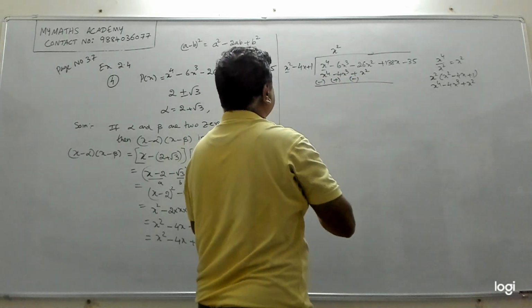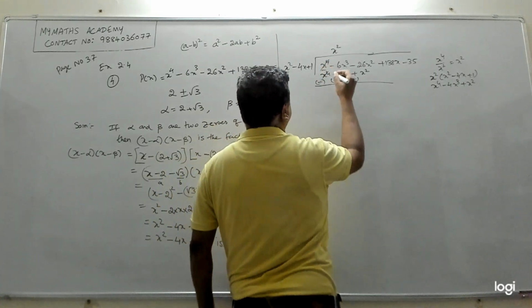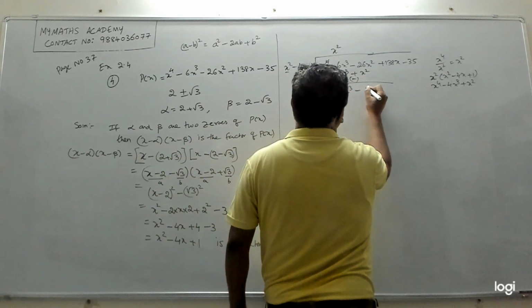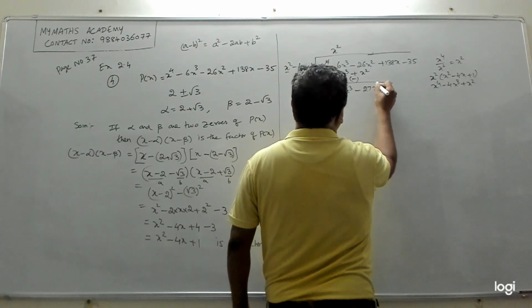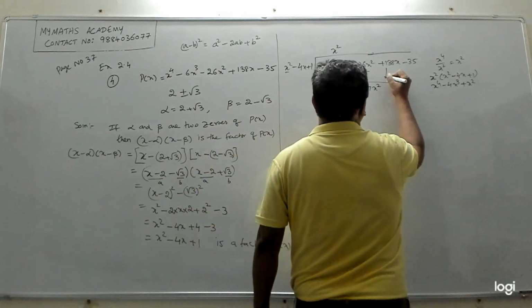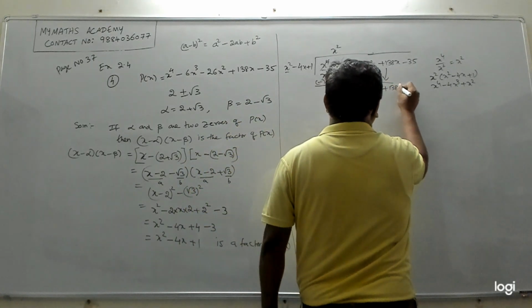Right? So x power 4 will get cancelled. This will become minus 2x cube. This will become minus 27x square. Then we will bring down this 138x, plus 138x.